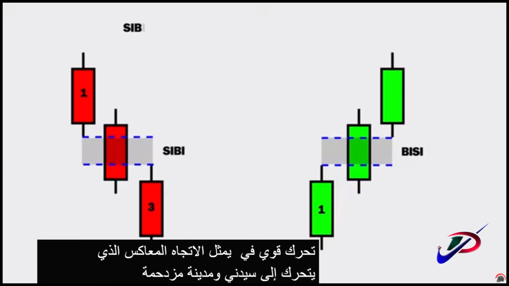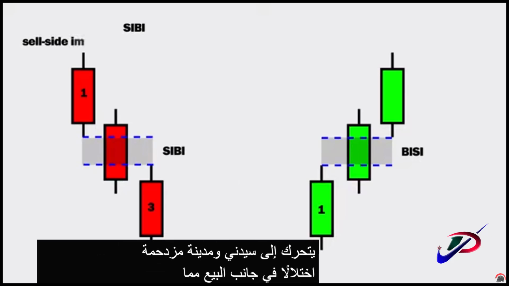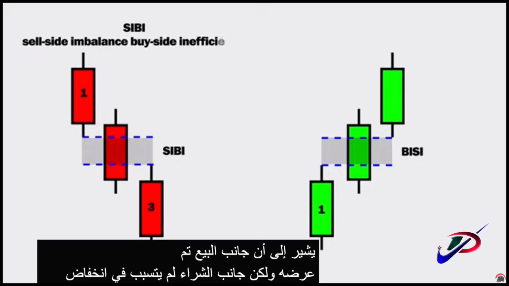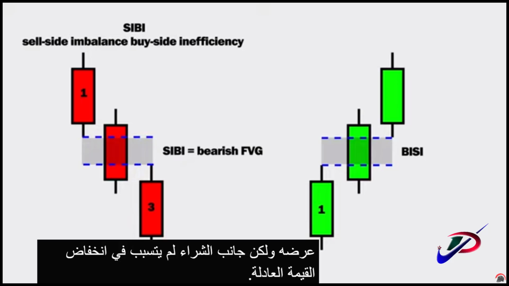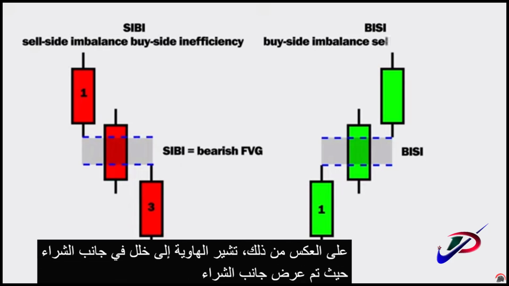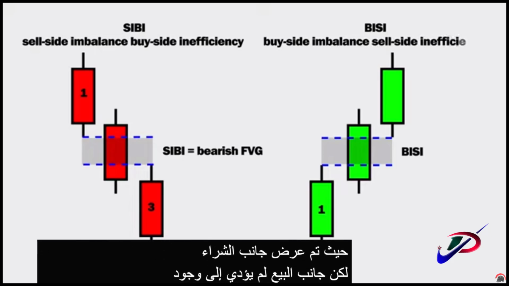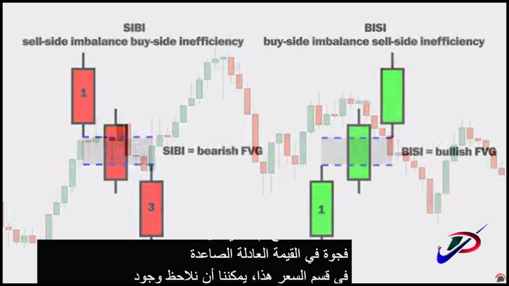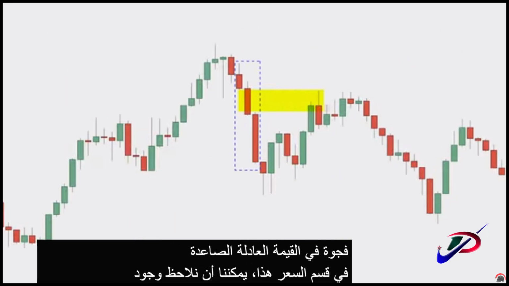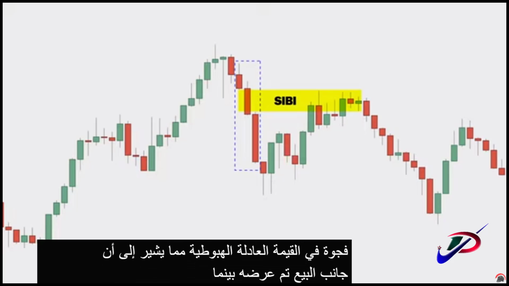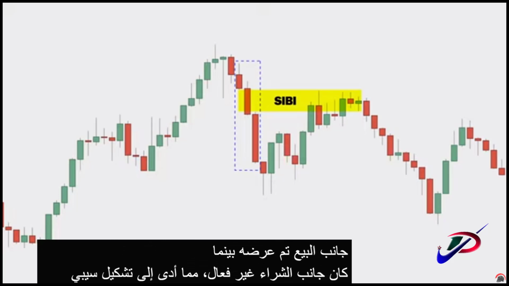Moving on to SIBI and BISI. A SIBI represents a sell-side imbalance, indicating that the sell side was offered, but the buy side wasn't, causing a bearish fair value gap. Conversely, a BISI refers to a buy-side imbalance, where the buy side was offered, but the sell side wasn't, resulting in a bullish fair value gap. In this price section, we can observe a bearish fair value gap, signaling that the sell side was offered while the buy side was inefficient, forming a SIBI.